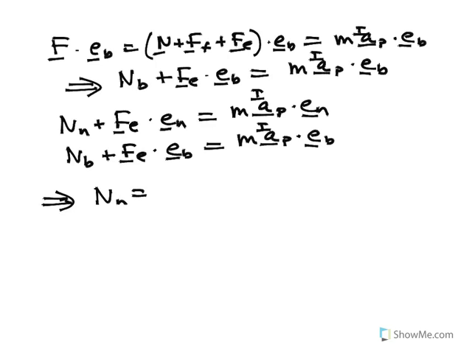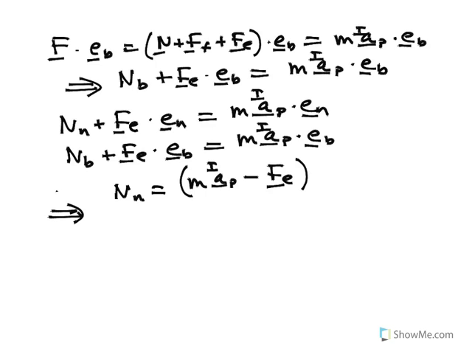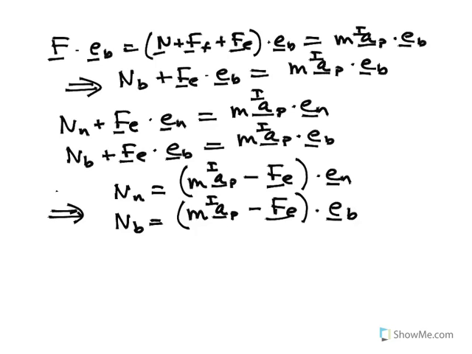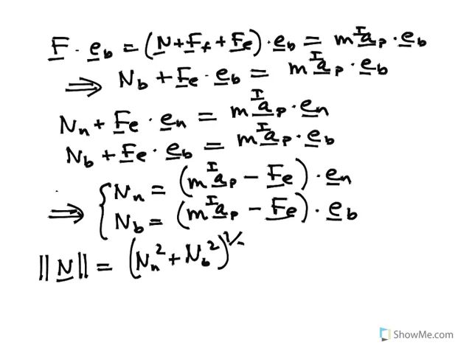N_n is equal to the mass times the inertial acceleration minus F_e dotted with E_n, and N_b is equal to the mass times the inertial acceleration minus F_e dotted with E_b. So I've got these two equations. Now, the magnitude of N is equal to N_n squared plus N_b squared, to the 1/2. Now you'll see that N_n and N_b are both completely known, because I know everything on the right-hand side, because there are no unknown reaction forces. I've just solved for those two components.